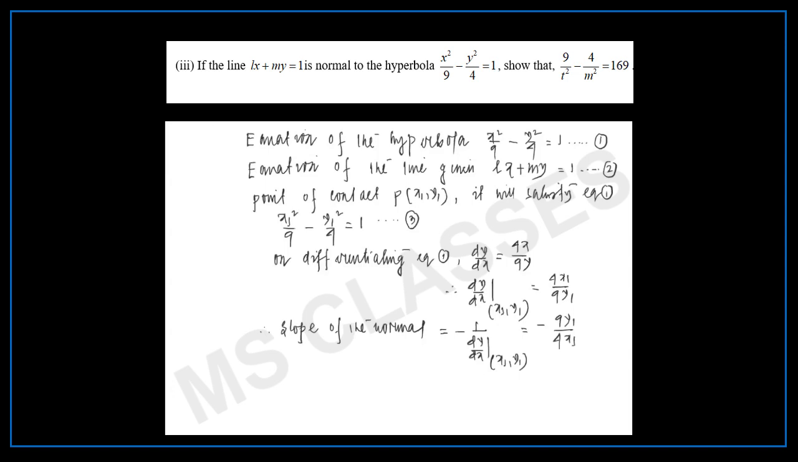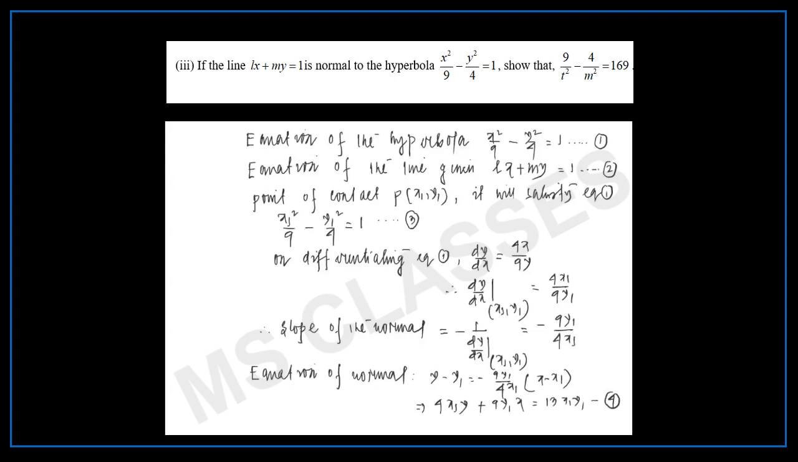Now, once we have got the slope of the normal, we can find the equation of normal. So the equation of the normal line will be given by y minus y1 equal to minus 9y1 by 4x1 into x minus x1. Now this gives us 4x1y plus 9y1x equals 13x1y1. Now this is equation 4.